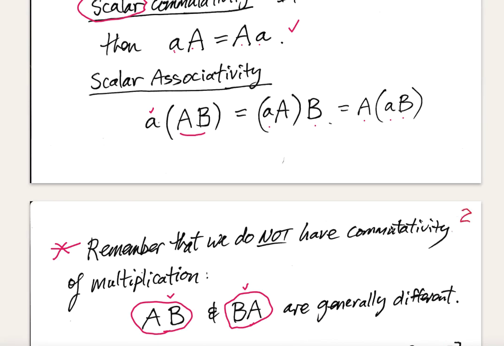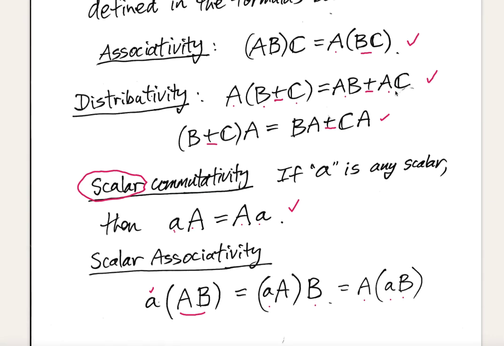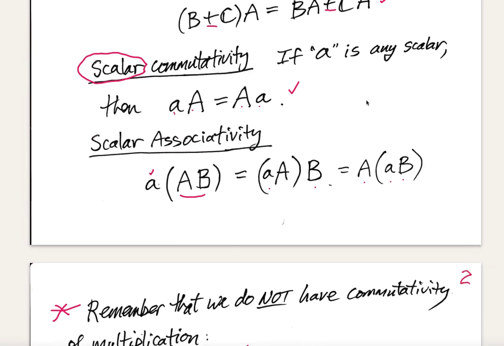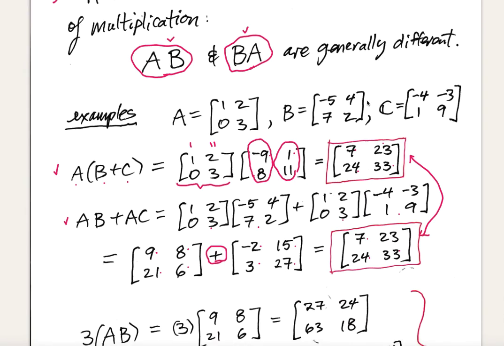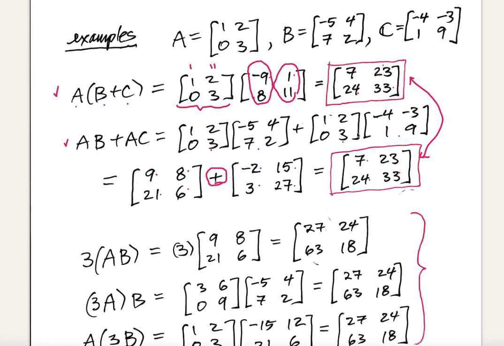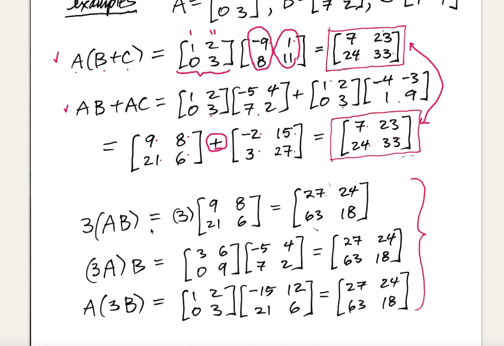I'm not going to give you an associative one, but we could do that, I guess. Instead I chose this scalar associativity law. Let's go 3 times AB. We already computed AB, it was right above. So I can go 3 times [9, 8; 21, 6]. Remember, with scalar multiplication, that 3 is going to multiply on every entry, so that'll be 27, 24, 63, 18.